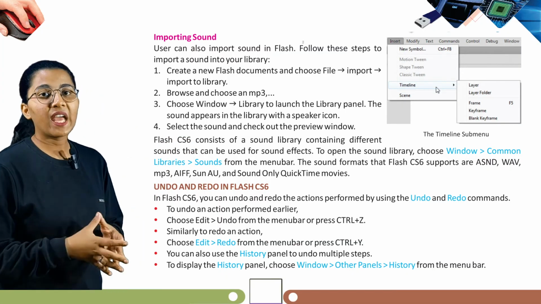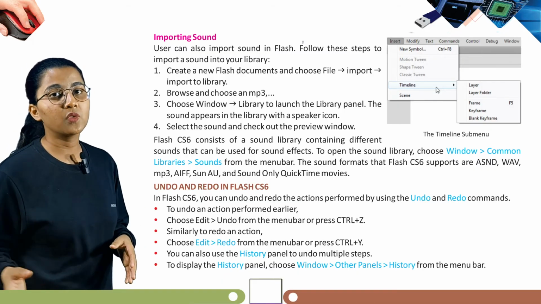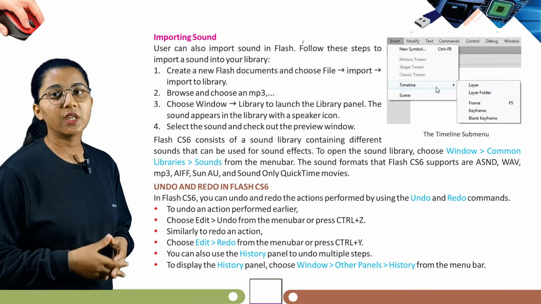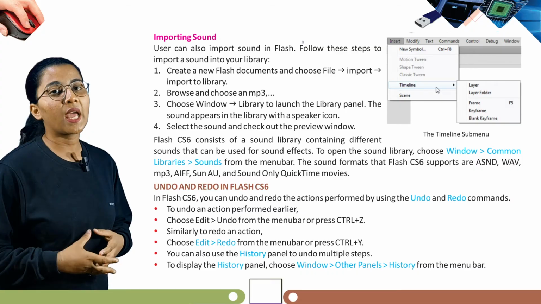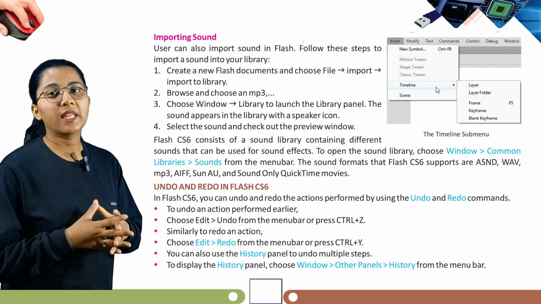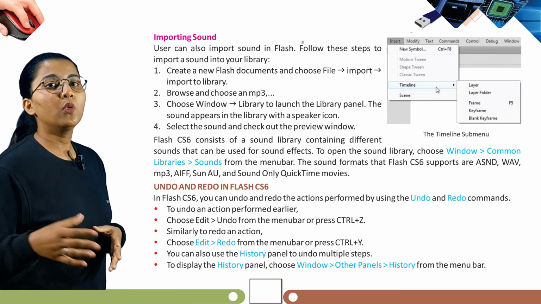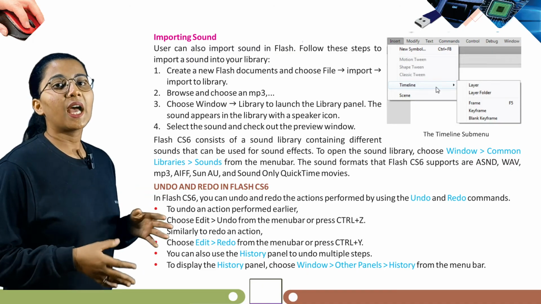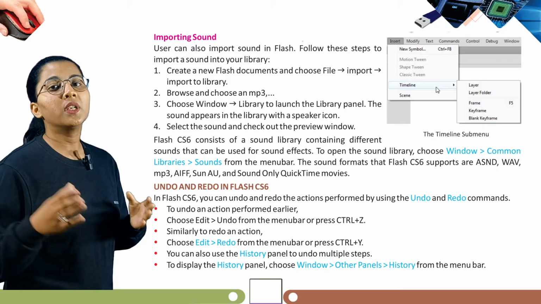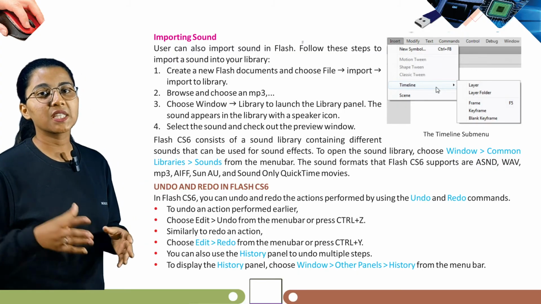So students, Flash CS6 consists of a sound library containing different sounds that can be used for sound effects. To open the sound library, choose Window, then Common Libraries, then Sounds. From the menu bar, the sound formats that Flash CS6 supports are ASND, WAV, MP3, AIFF, SUN AU and sound only QuickTime movies.